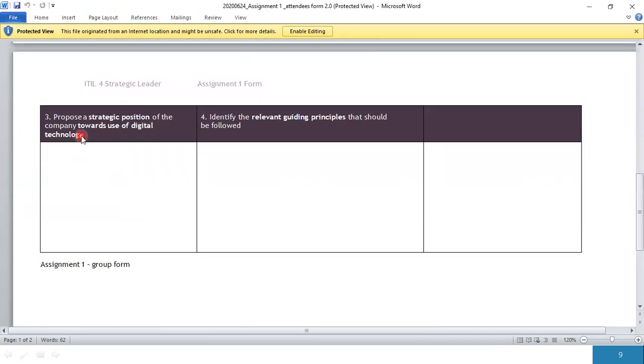Scrolling down, there are 2 more questions. Propose a strategic position of the company towards the use of digital technology. And lastly, identify the relevant guiding principles that should be followed. Though it mentions group form, this is the same form to be used for individuals as well.